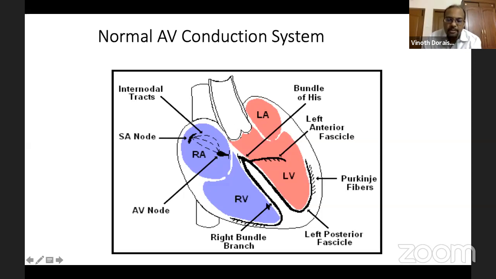the Purkinje fibers. And the left bundle will divide into actually three fascicles. One is not shown: the left anterior fascicle, the left posterior fascicle, and the left septal fascicle. And then it will end in the Purkinje fibers. So these Purkinje fibers will anastomose with the endocardial myocytes of the right ventricle and left ventricle. So this allows for the coordinated contraction of the right ventricle and left ventricle within a few milliseconds. So this is the normal atrioventricular conduction system.